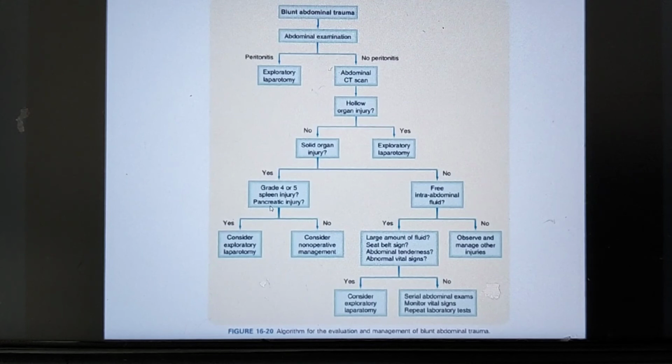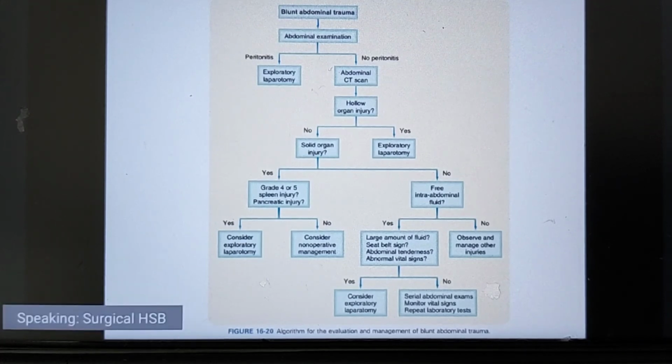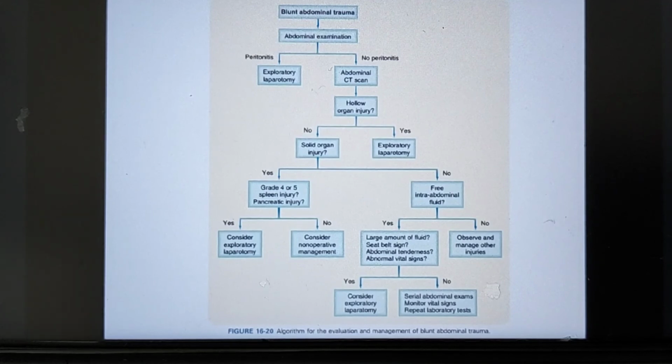If a patient is presenting with blunt abdominal trauma to the ED, the first thing we have to do is abdominal examination. We must rule out whether the patient is having peritonitis or not. If there is peritonitis, it is an emergency situation where we have to send the patient for exploratory laparotomy. If there is no peritonitis, we can send the patient for CT scan. And in CT scan, there are three things that we have to look for: whether there is any hollow organ injury, solid organ injury, and also free intra-abdominal fluid.